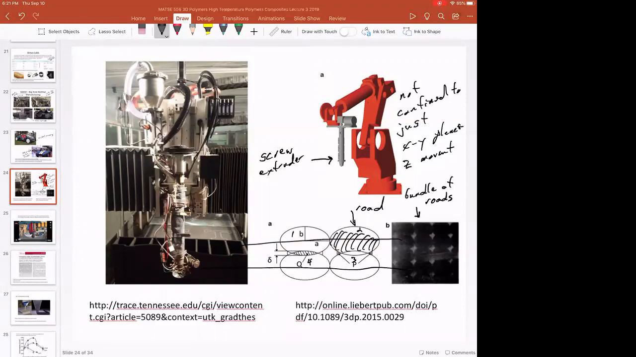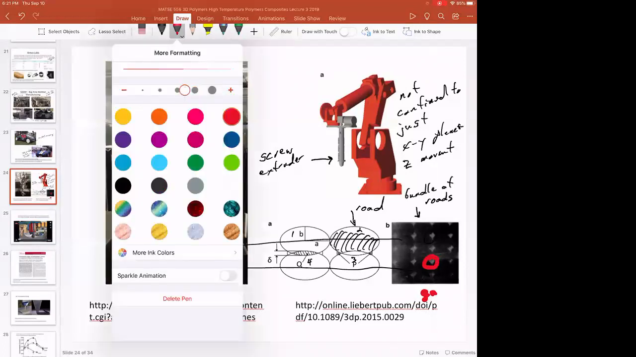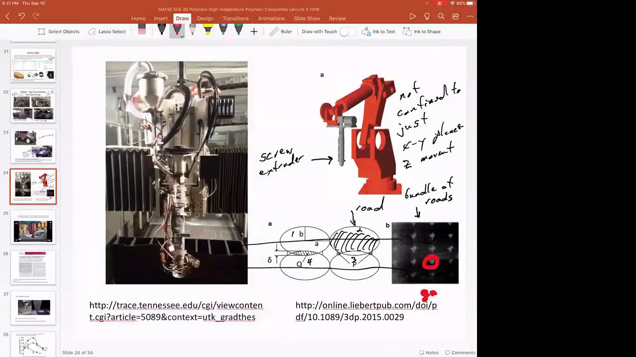And the key part about this is that there's gaps in the middle. Let me highlight that so you can see it. Oops. That's too thick. Sorry, let me get this together here.